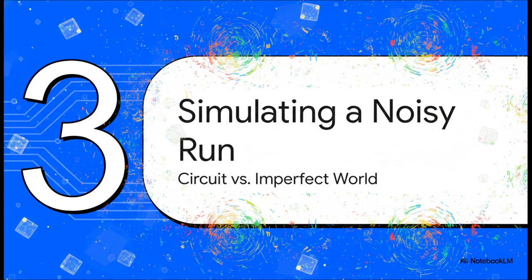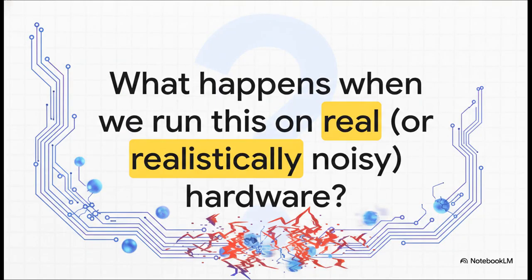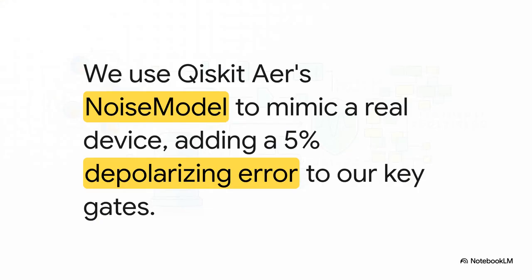What happens when our perfect little circuit has to face the messy, noisy reality of the real world? And really, this is the million-dollar question, isn't it? This is where theory crashes into practice. An amazing algorithm is totally useless if it can't survive the trip through a piece of real, imperfect, noisy hardware. So how do we find out?